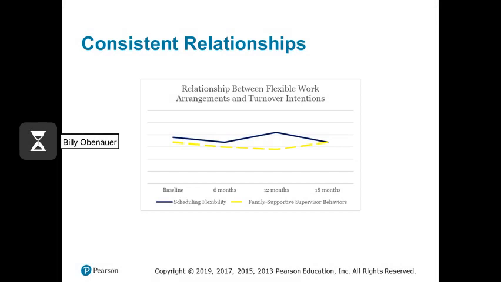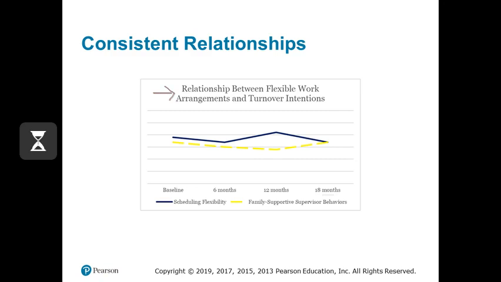Now, what's really cool about this data, and yes, I just said data is really cool, is that we had a time series nature to it, right? So we had data at a baseline time period, 6 months later, 12 months later, and 18 months later. And what we're looking at here on this chart is the relationship between flexible work arrangements and turnover intentions. And we're looking to see how does that relationship change over time.